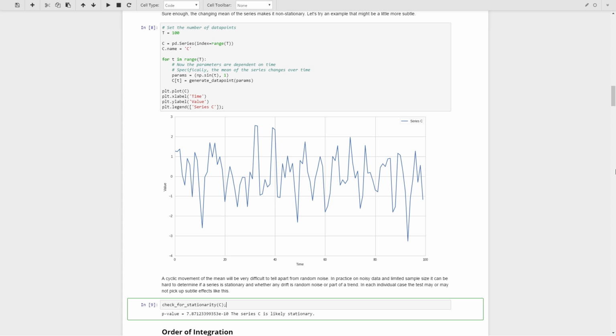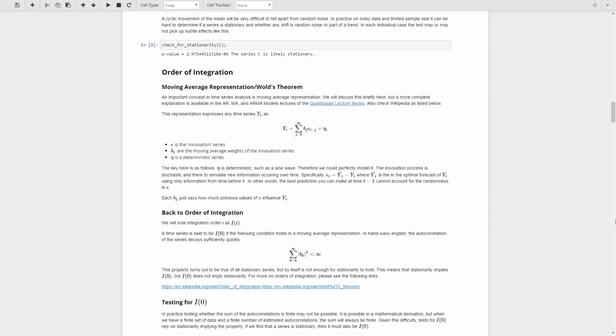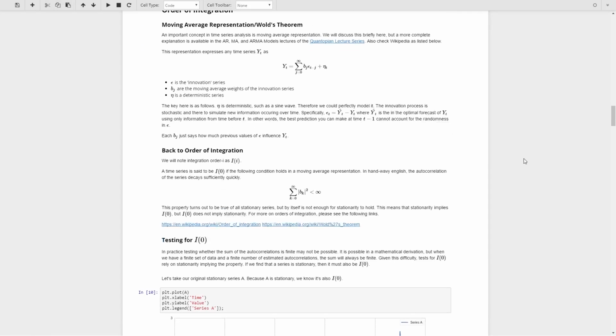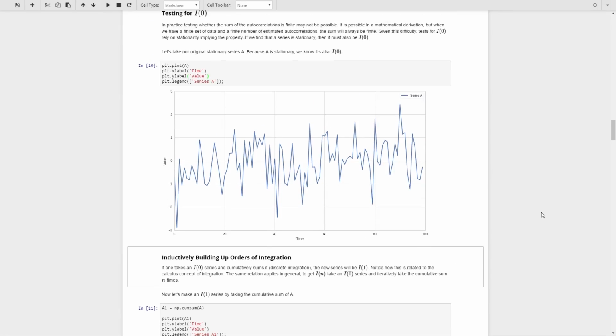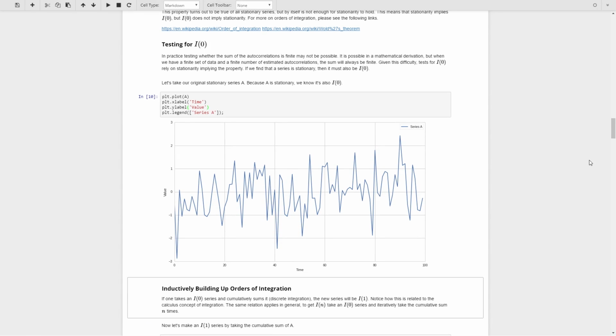So it's okay to place some faith in it, especially when we don't really understand the underlying relationship, especially if it's something more subtle like this. So let's have a look at an integrated of order 0 time series. We have A from before, which was stationary, and if we plot that here, well, we know it's integrated of order 0 because it's stationary, so here's an integrated of order 0 time series.